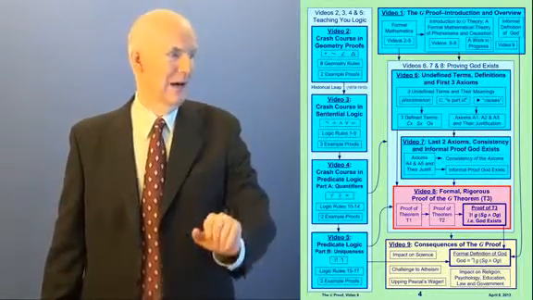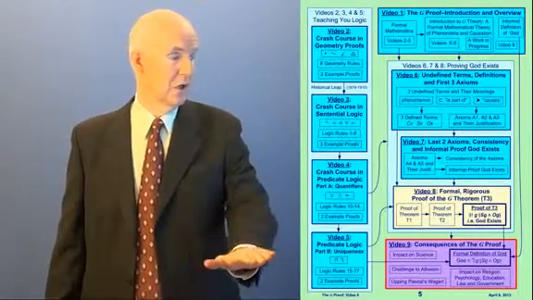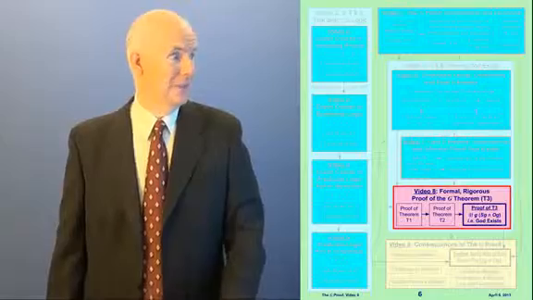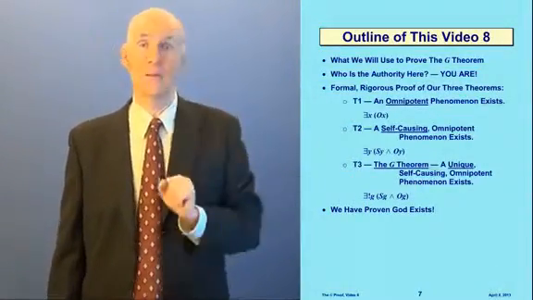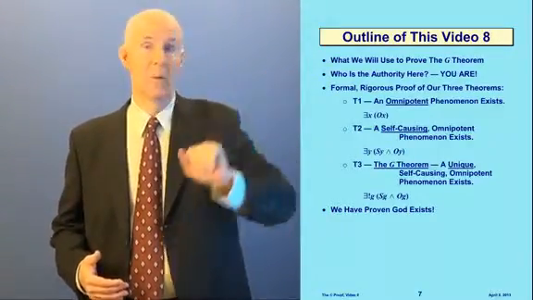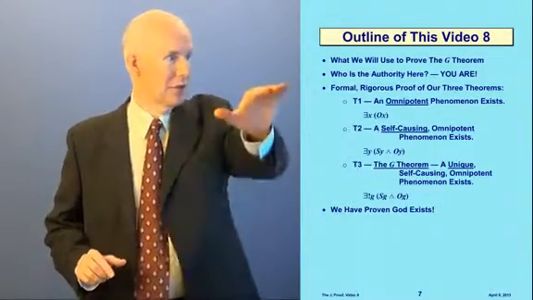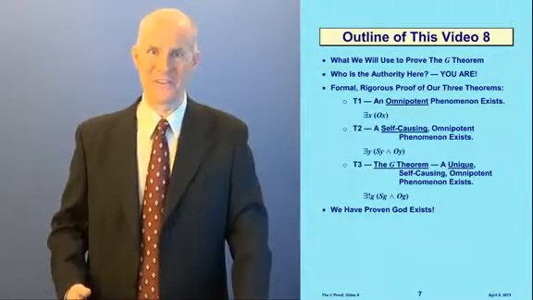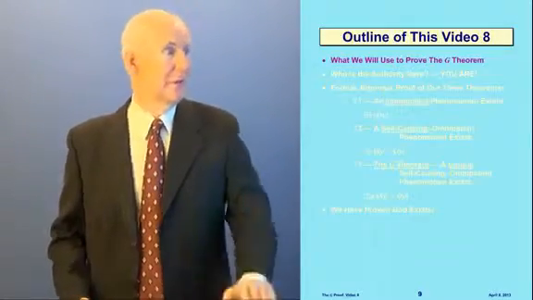So here we are, the formal rigorous proof that God exists, and then after we're done with this video, in video 9 we're going to talk about the consequences of the proof. Alright, so video 8 is where we are, and here's an outline of this video. First I'm going to take a minute to talk about what we're going to be using to prove the G theorem. I'm going to talk about who the authority is here, which happens to be you. Then we're going to do the proof, and then we're going to have a couple of closing remarks at the end of this video.